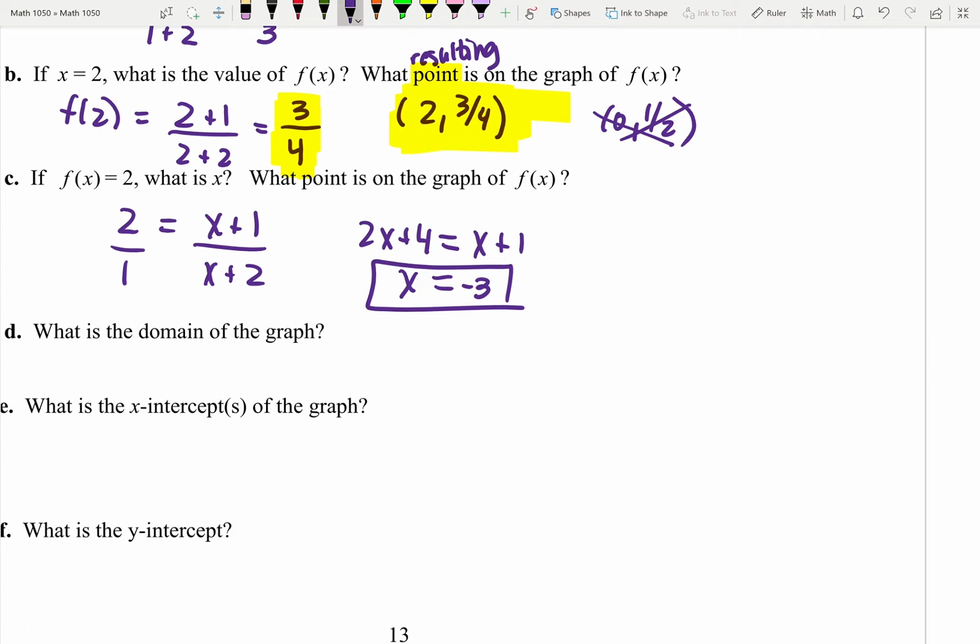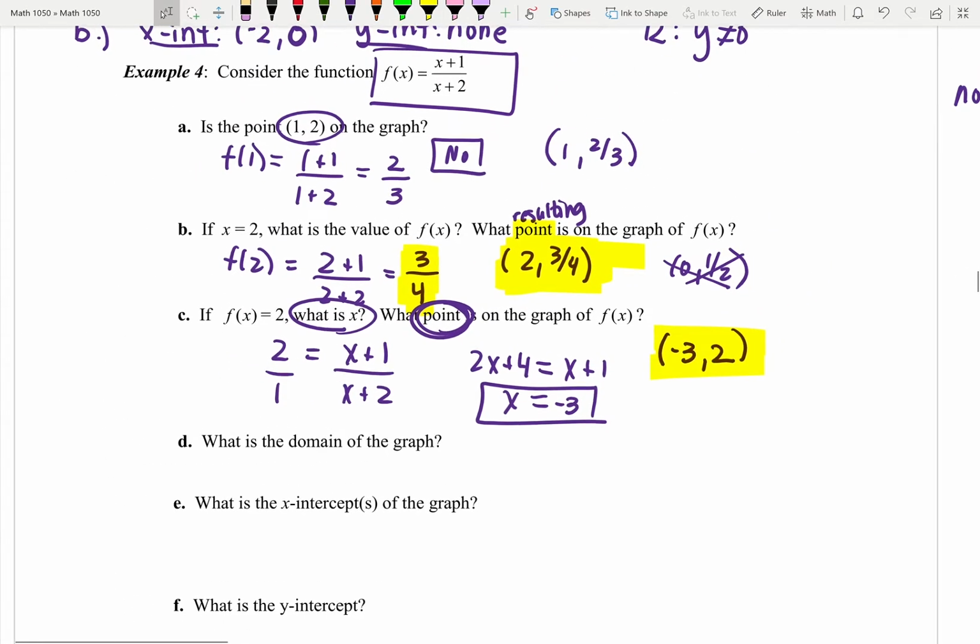That's your answer. You don't write it as an ordered pair because they said, what is x? X is -3. Done. Then read the second part. Now they said, what point? That's when you write it as an ordered pair. So that answer would be x is a -3 when y is a, talk to me everybody, when y is a 2. That's it. Okay, question D.